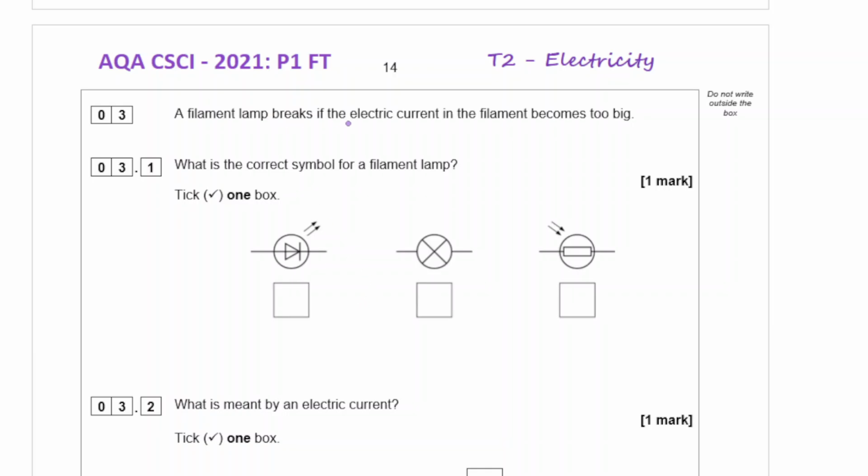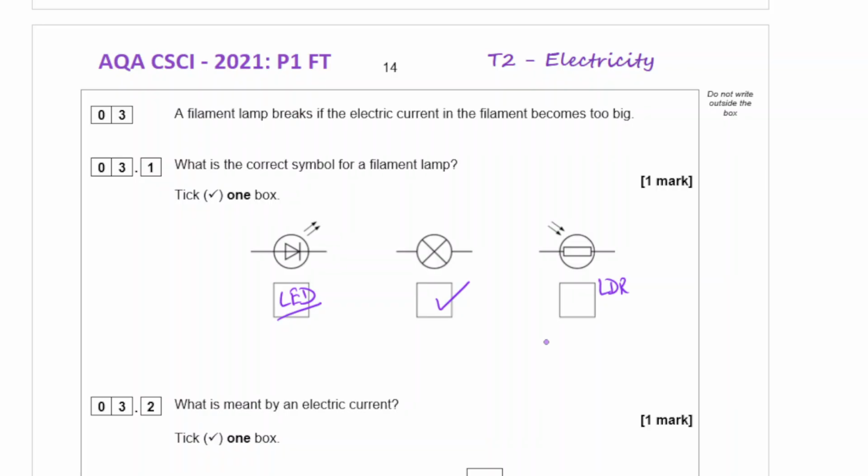A filament lamp breaks if the electric current in the lamp becomes too big. What is the correct symbol for the filament lamp? That should be the middle one. This one is an LED, a light emitting diode. This is the diode bit which is inside the circle, and these two arrows indicate the light is actually given out. Now this is an LDR, light dependent resistor. This rectangular shape inside the circle is representing a resistor, and there is light hitting that with the arrow coming in.